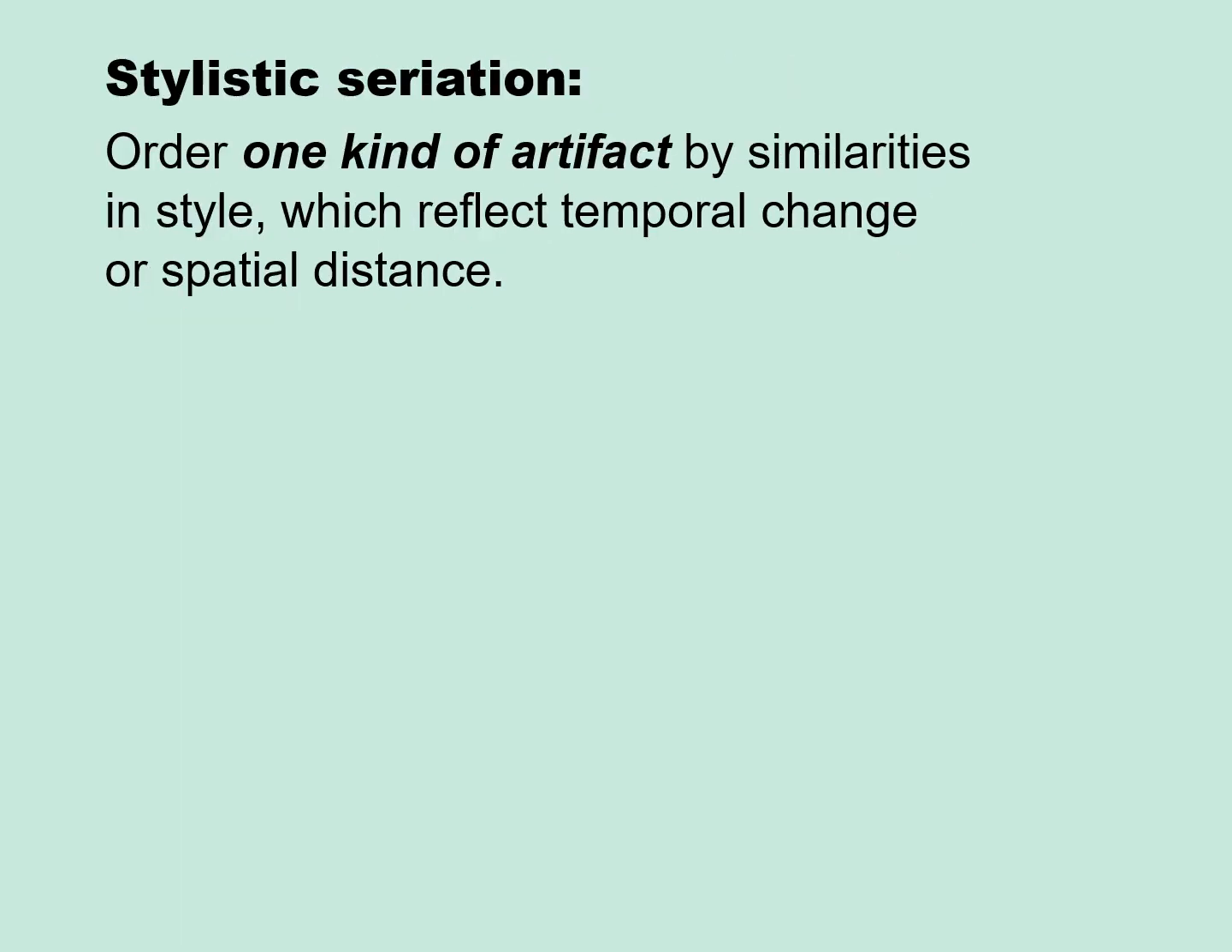There are 2 types of seriation. One is called stylistic seriation, where you take one kind of artifact and put it in order based on similarities in style. So similarities that change gradually. This putting in order could reflect either a time change, that through time the style changes, or could even reflect spatial distance. That is, here where it first originated was popular, but then it spread outward and people didn't quite get the style right as you went out.